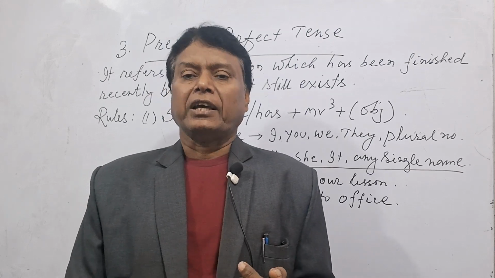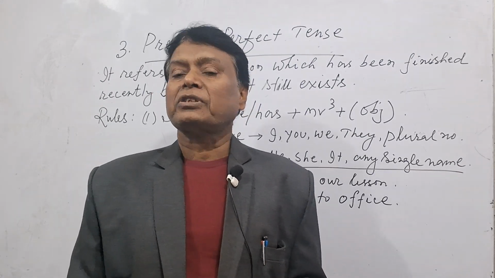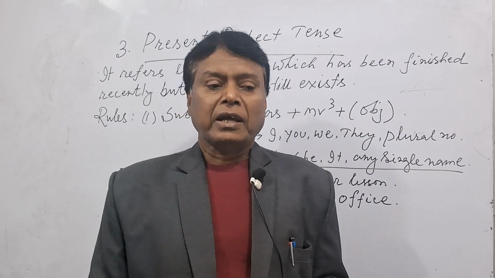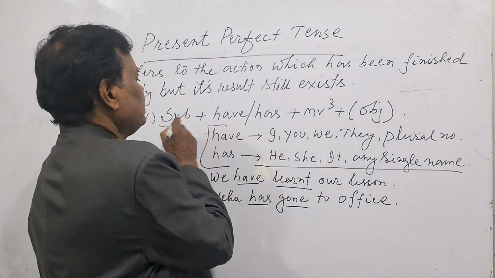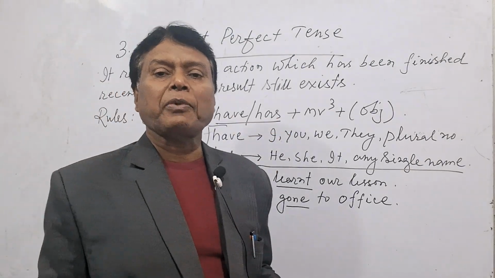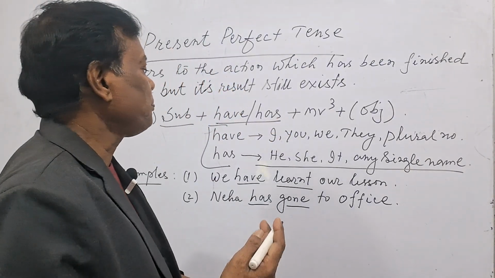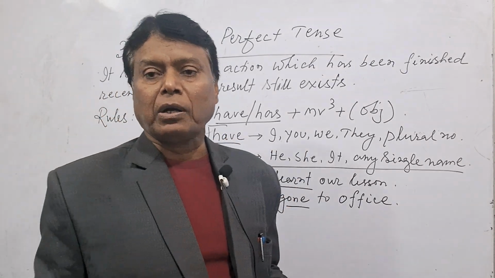Now the rules are there. What are the rules? Your first rule is subject plus have or has plus third form of the verb plus object. Subject के साथ have has, these are two helping verbs and third form of the main verb. Main verb का third form use होता है. And have comes with I, you, we, they and plural number.